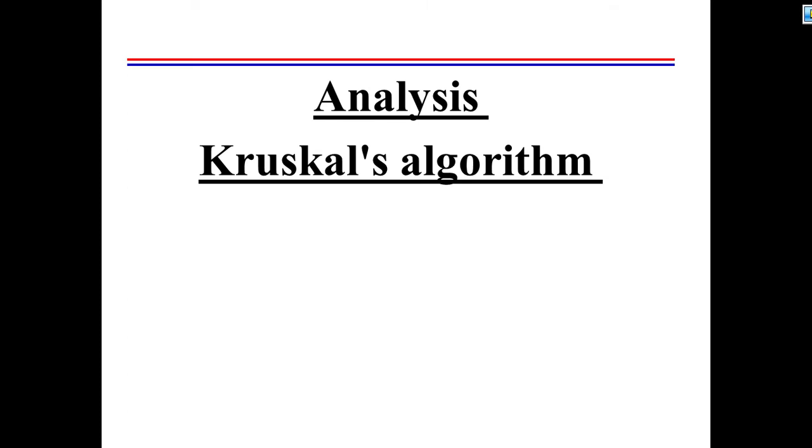Hello everyone. In this video we are going to talk about the analysis of Kruskal's algorithm. We have discussed both algorithms so far, Prim's method and Kruskal's method, to find the minimum spanning tree. Now we'll analyze its running time so that we are in a position to compare the performance of the two algorithms.